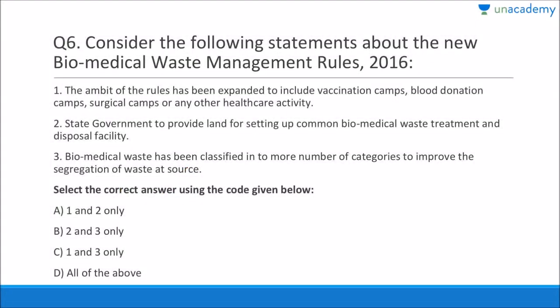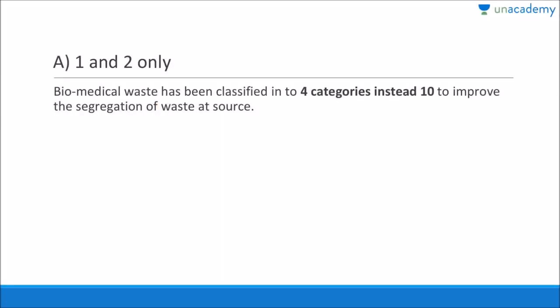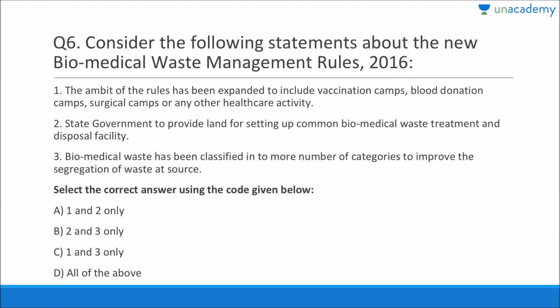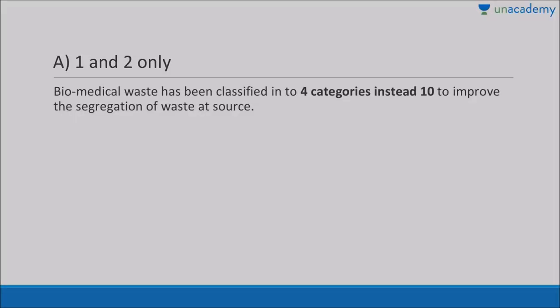Question number 6. Consider the following statements about the new BMW rules 2016. The ambit of the rules has been expanded to include vaccination camps, blood donation camps, surgical camps or any other healthcare activity. State government to provide land for setting up of common biomedical waste treatment and disposal facility. Biomedical waste has been classified into more number of categories to improve the segregation of waste at source. The last statement is wrong here. It has been classified into 4 categories instead of 10, to improve the segregation of waste at source. So here it was supposed to be 4, and answer is A, 1 and 2 only.